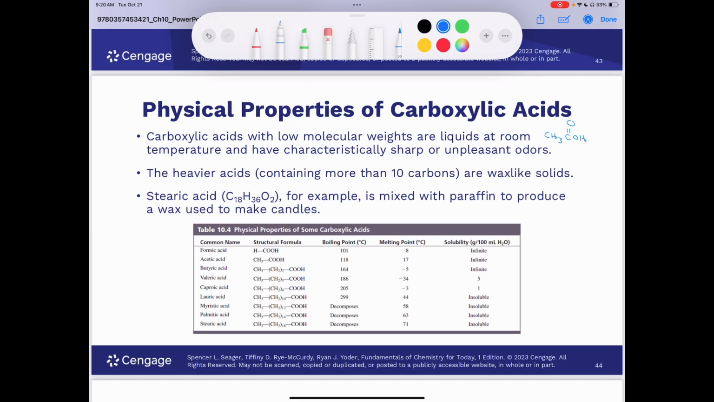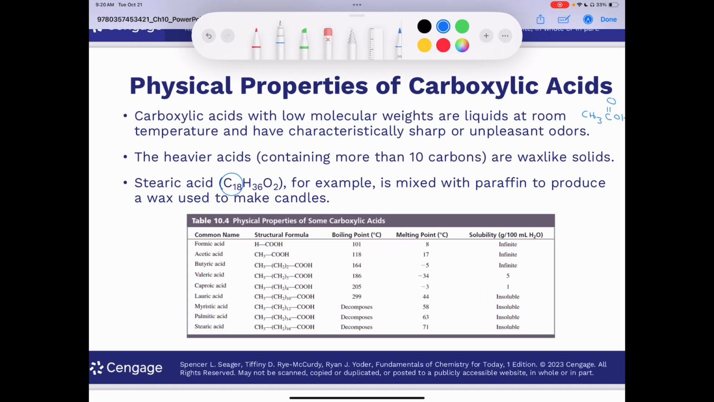And then stearic acid, for example, which has 18 carbons in it, is mixed with paraffin to produce a wax that's used to make candles.